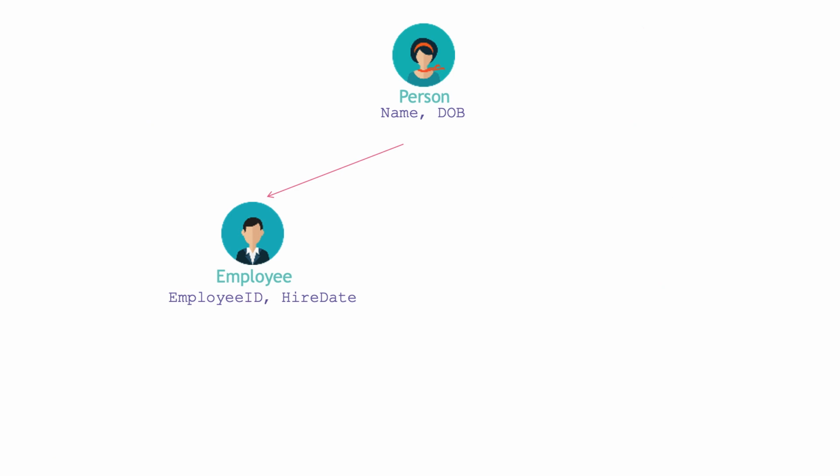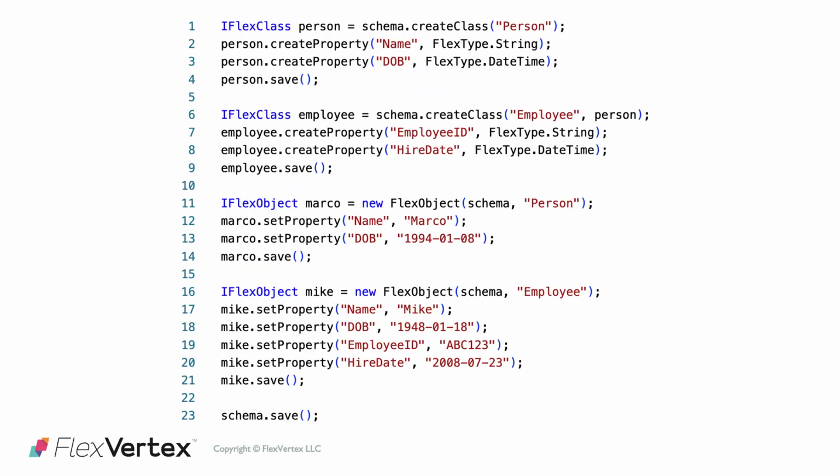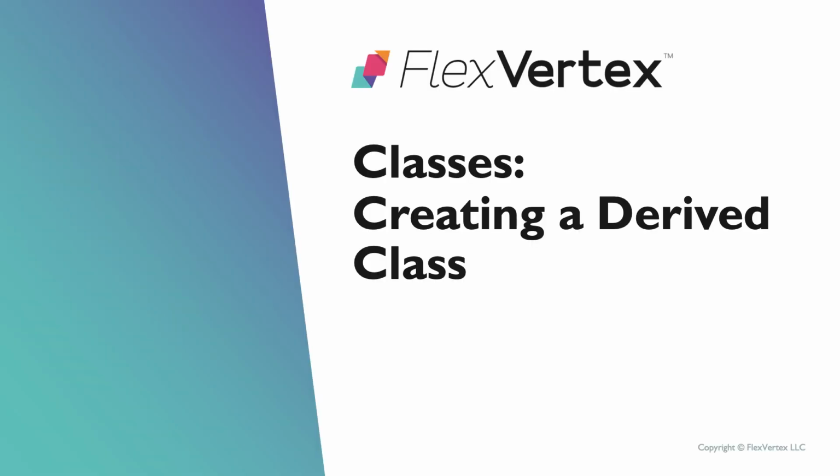To keep things simple, in this video we'll simply focus on creating a derived class known as Employee, with two additional properties: an employee identifier and a hire date. Because it's a derived class, each employee instance will also inherit the name and date of birth properties from the base Person class. Here's the relevant section of the code where we are first defining the base class, then the derived class, and finally creating two object instances, one person and one employee.